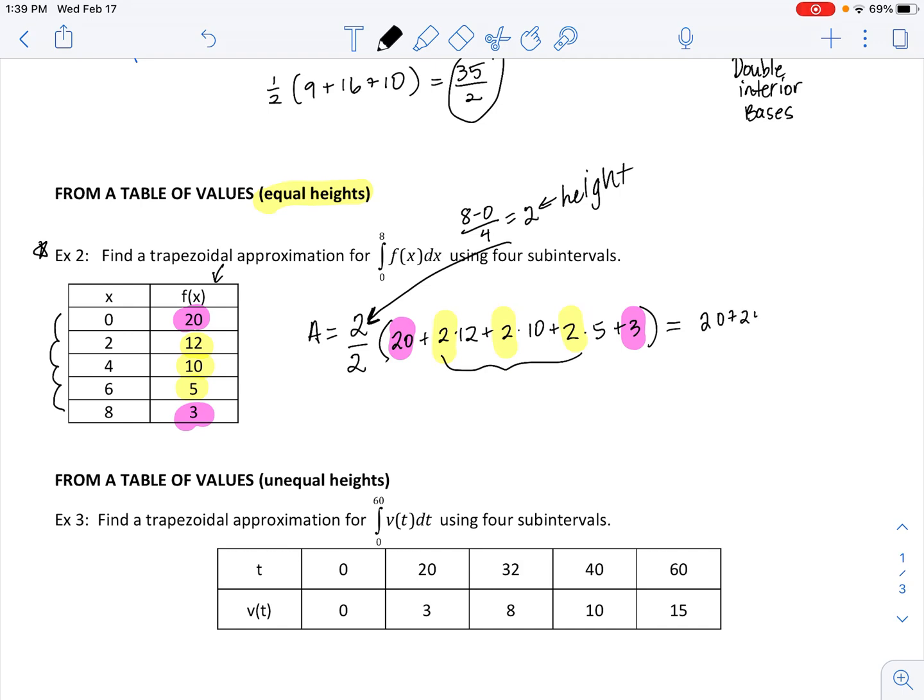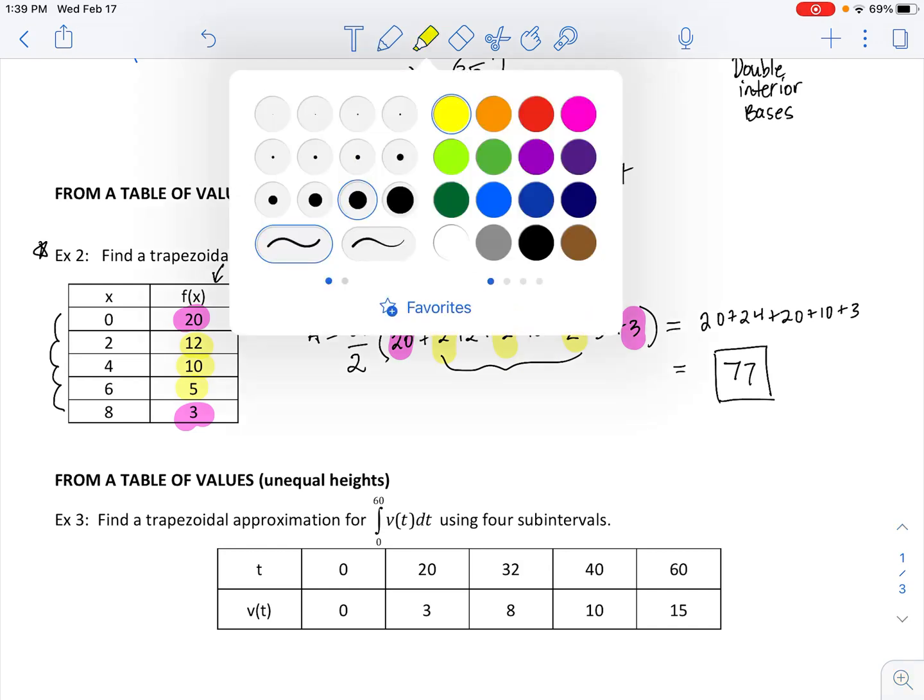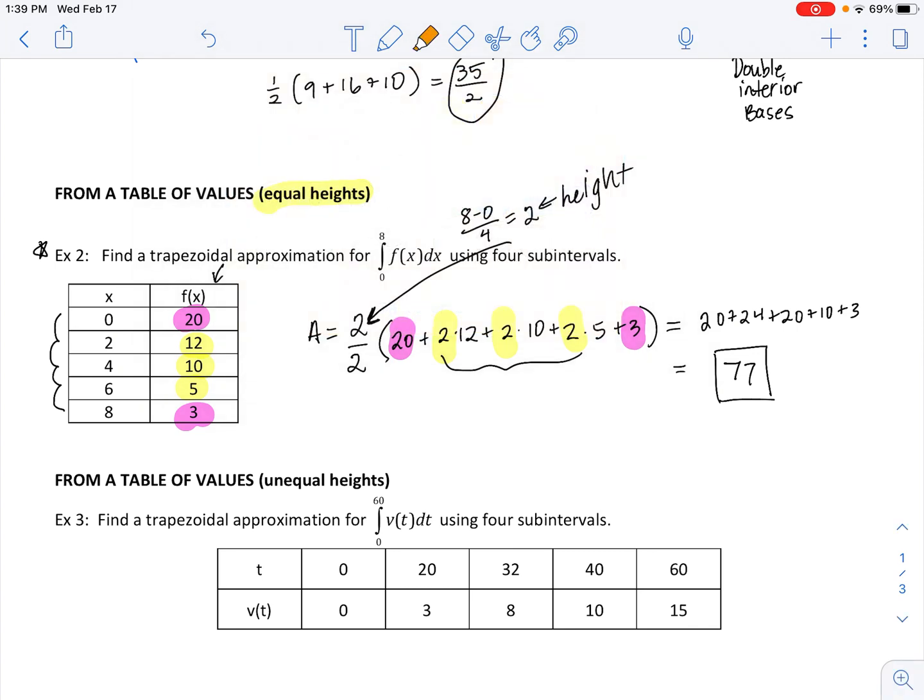20 plus 24 plus 20 plus 10 plus 3, 44, 64, 74, 77 units of area. Okay. All right, so now we're going to switch gears, and the next example, example 3, is unequal heights. And we have a little experience again of doing this back when we did rectangles.